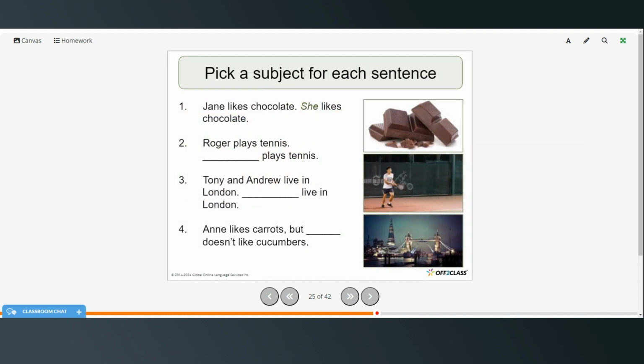So here, you need to pick a subject for each sentence, and you can pause the video, try that on your own, and then restart when you're ready to check the answers. Here is the example. Jane likes chocolate, and so a subject pronoun to take the place of the noun Jane would be she likes chocolate. So go ahead and try those on your own, and then restart the video when you're ready to check your answers.